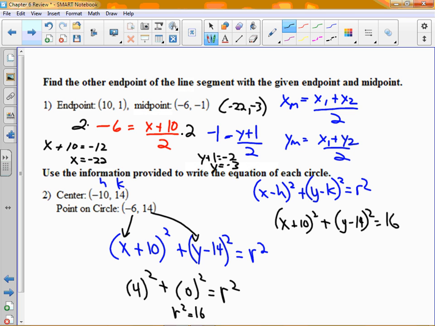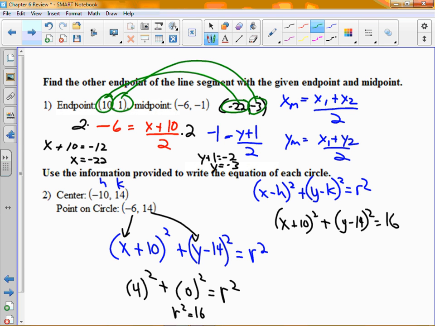Now, here's the part I want you to see. Guys, here's the part I want you to see. I want you to know, guys, this problem, 10 plus negative 22, negative 12. What's negative 12 divided by 2? Look, what's your midpoint here? 1 plus negative 3, negative 2 divided by 2, negative 1. Guys, again, it works.